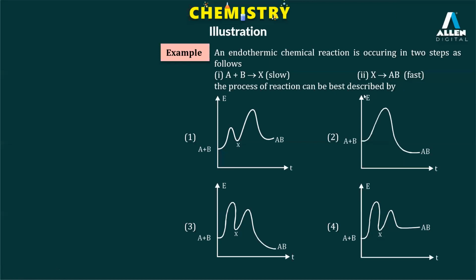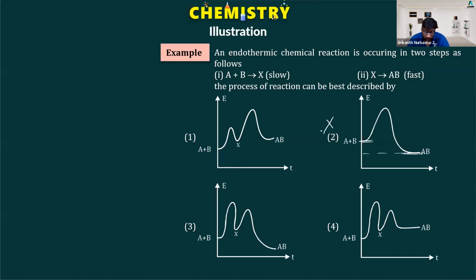Fourth option. First point is they said endothermic. But can you eliminate option 2? Because when compared to reactant, products are at lower energy. I can eliminate option 2. Can I eliminate option 3? Yes, sir. Yes, 2 and 3 are eliminated because they have said endothermic, but 2 and 3 are exothermic in nature. 1 and 4 are endothermic.